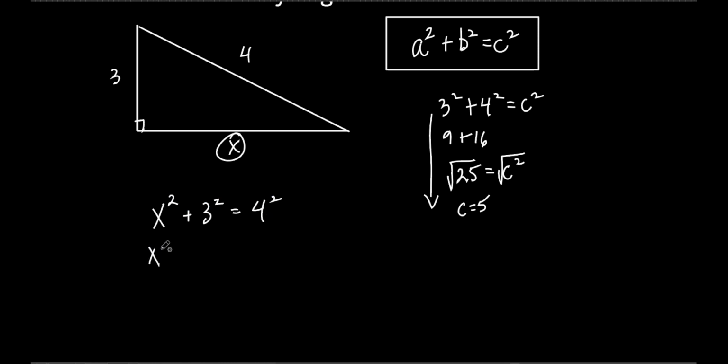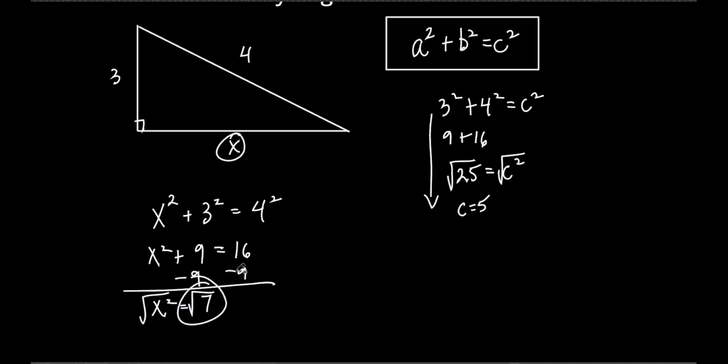Well, let's do the math. 3 squared is? 4 squared is? 16. Subtract 9 this time, right? And then x squared equals, what's that? 7? And then now, what do we do? Square root, and just keep your answer just like that. That's what that length is. It's the square root of 7.